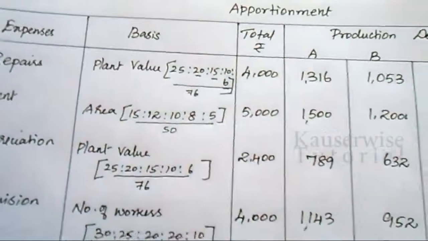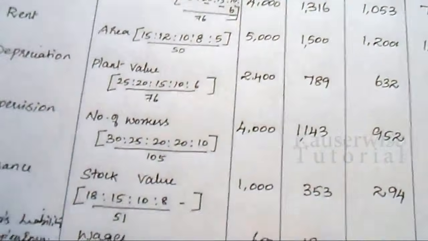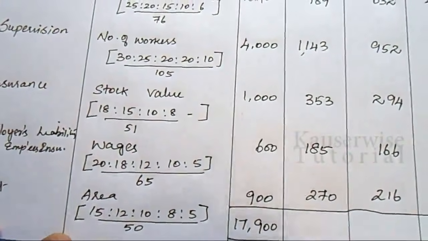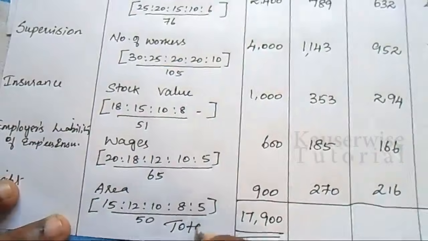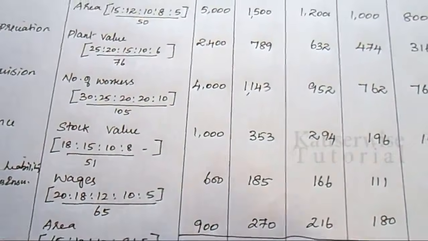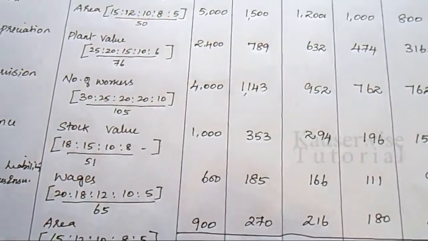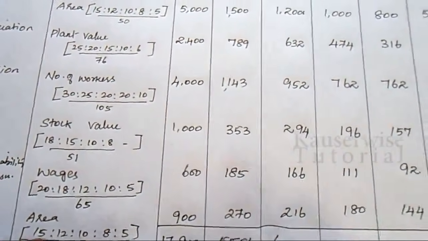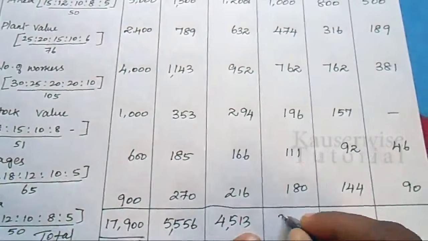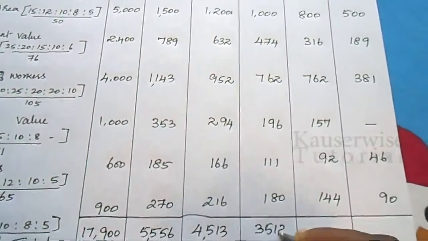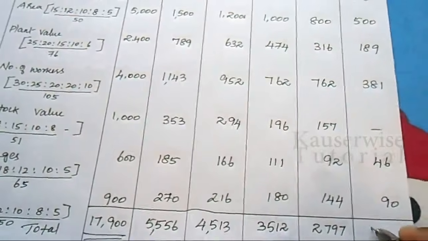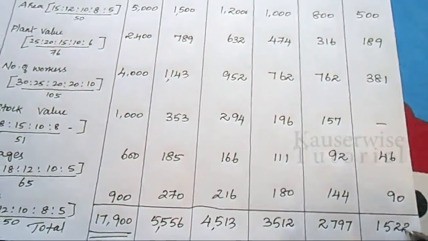Now get the total. Just find the total of the expenses recorded in this column: 17,900. Then department A, 5,556. Then 4,513. Then 3,512. Then 2,797. Then 1,522.